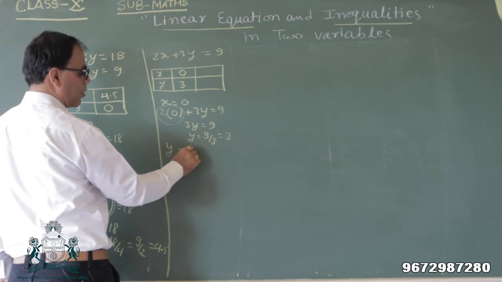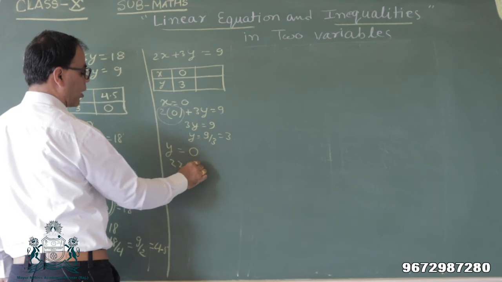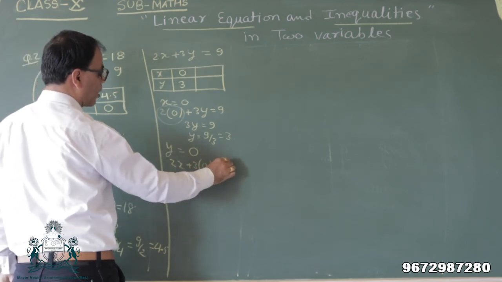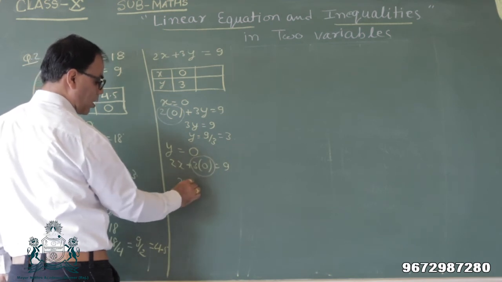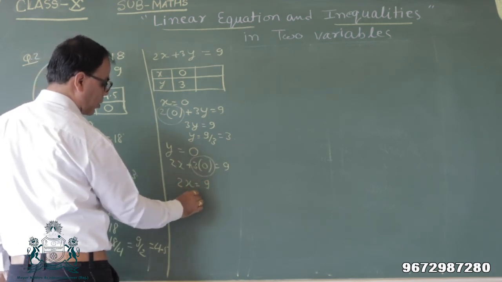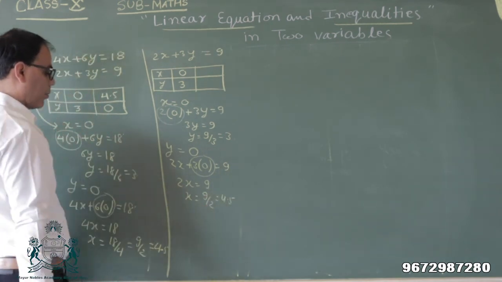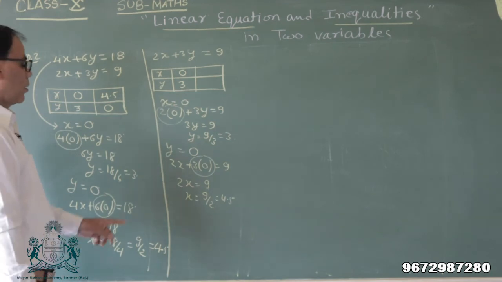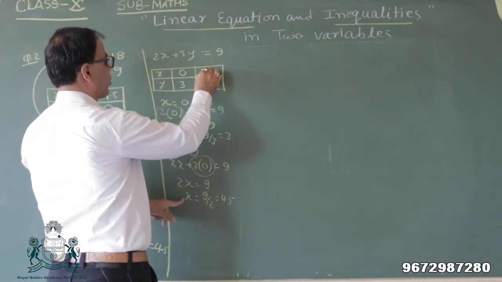Second time, put the value of y equal to 0. 2x as it is, 3y, y 0 equal to 9. This number is 0. 2x equal to 9. X equal to 9 by 2 means 4.5. Value of y equal to 0, therefore x equal to 4.5.